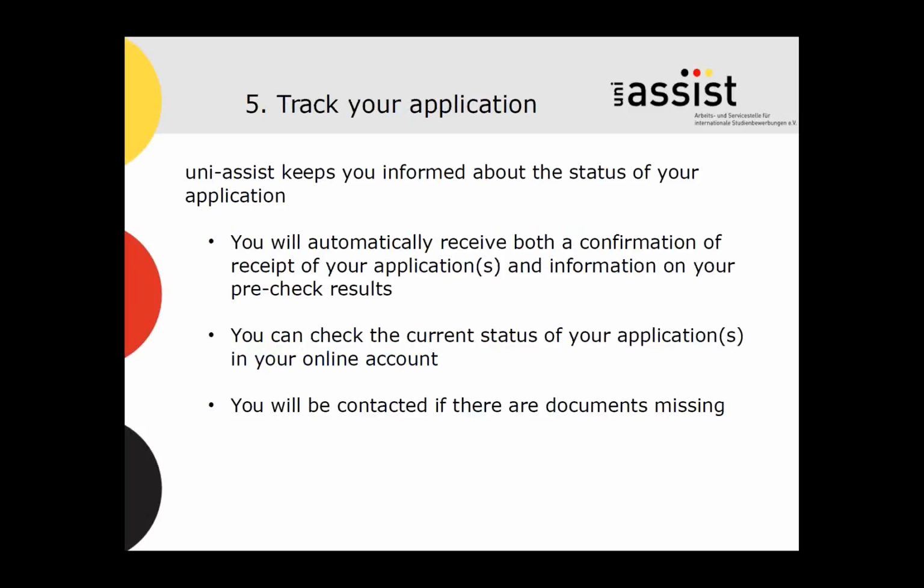You can then track your application status. Uni-assist keeps you informed about the status of your application. You will automatically receive both a confirmation of receipt of your application and information on your pre-check results. You can check the current status of your application in your online account. And definitely you will be contacted if there are documents missing.